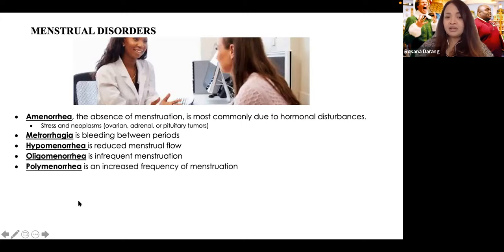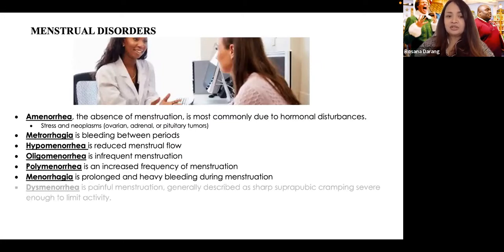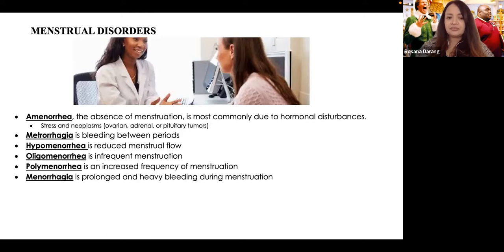And polymenorrhea is increased frequency of menstruation. So maybe you have it every 15 days, which sucks, right? Every 20 days instead of the typical 28 days. Menorrhagia is prolonged and heavy bleeding during menstruation. Okay, so these are very important terminologies.